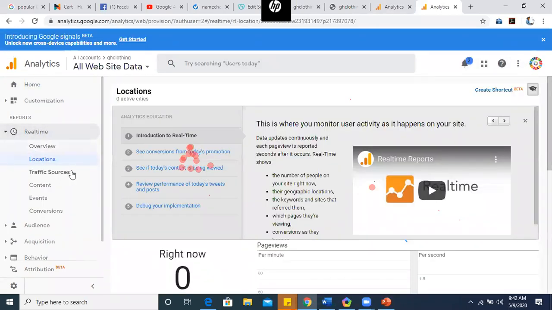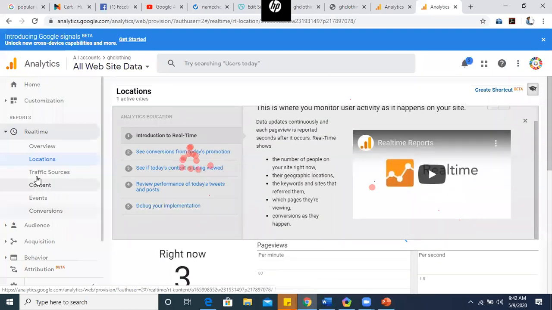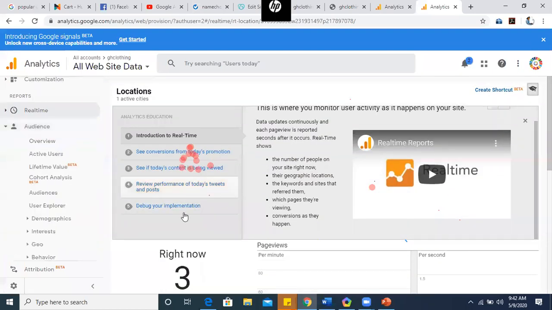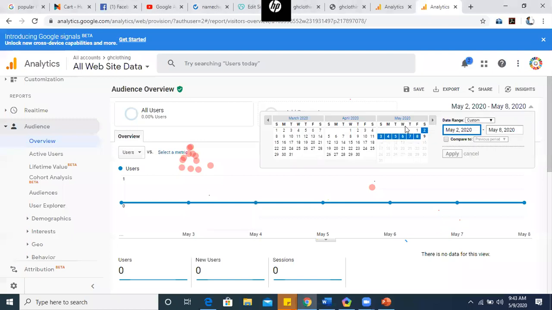Let me check something. Let's assume that I come here and I'm measuring something like audience. What most people don't do is come and actually set the time. Look at the date here. What duration are you actually getting the data from? Sometimes your time here is actually a different date, so I want to go check it.